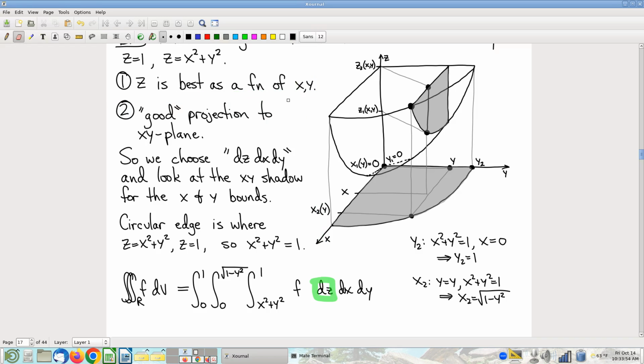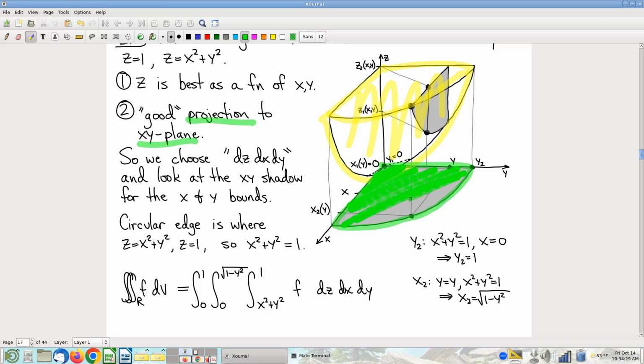Now this is where we're going to go out and talk about projections again. I claim there's a good projection to the XY plane. Now, what do I mean by a good projection? First of all, let's talk about a projection. If you've got this solid that we're looking at, projection to the XY plane means exactly what it sounds like. You just look at the shadow down in the XY plane, right? So I claim that this is a good projection, and again, I need to clarify what I mean by saying this is a good projection.